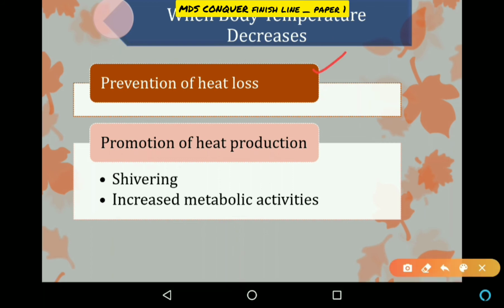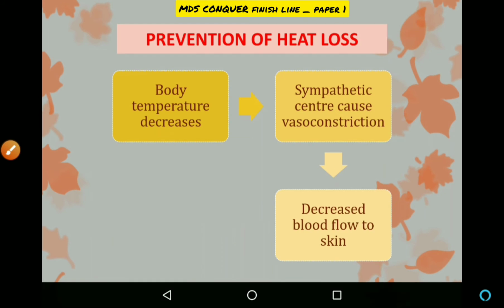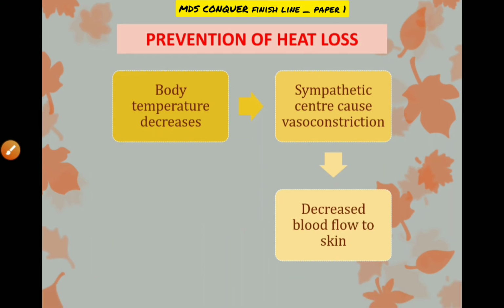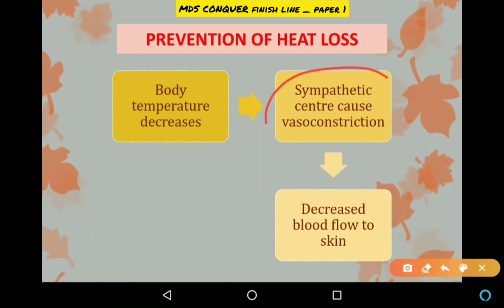Then there will be prevention of heat loss and promotion of heat production. Prevention of heat loss is through the sympathetic center, which causes vasoconstriction and decreases the blood flow to the skin.